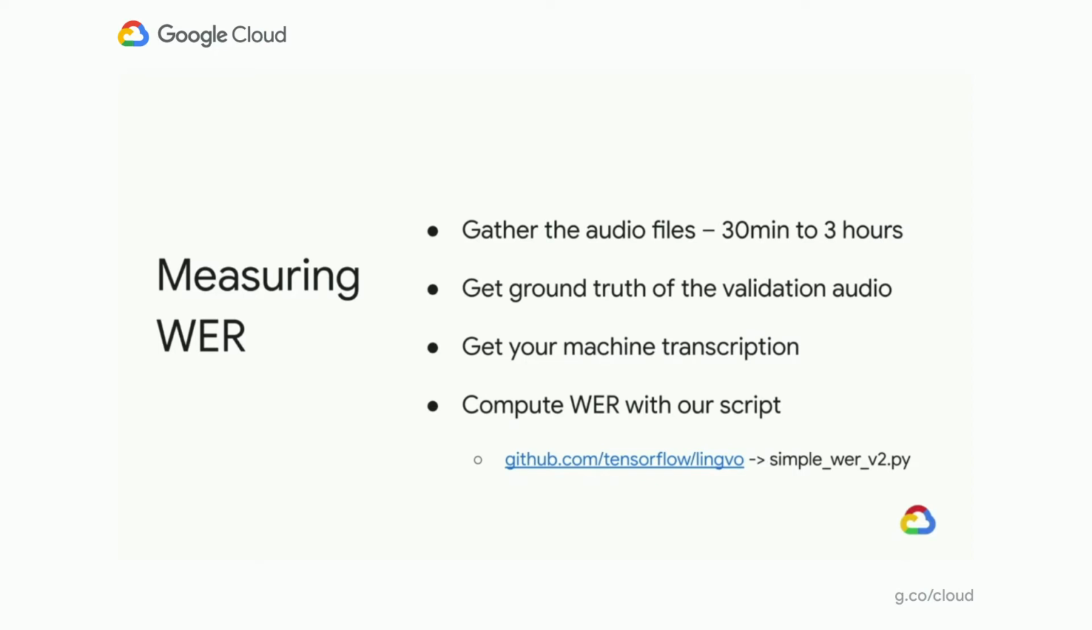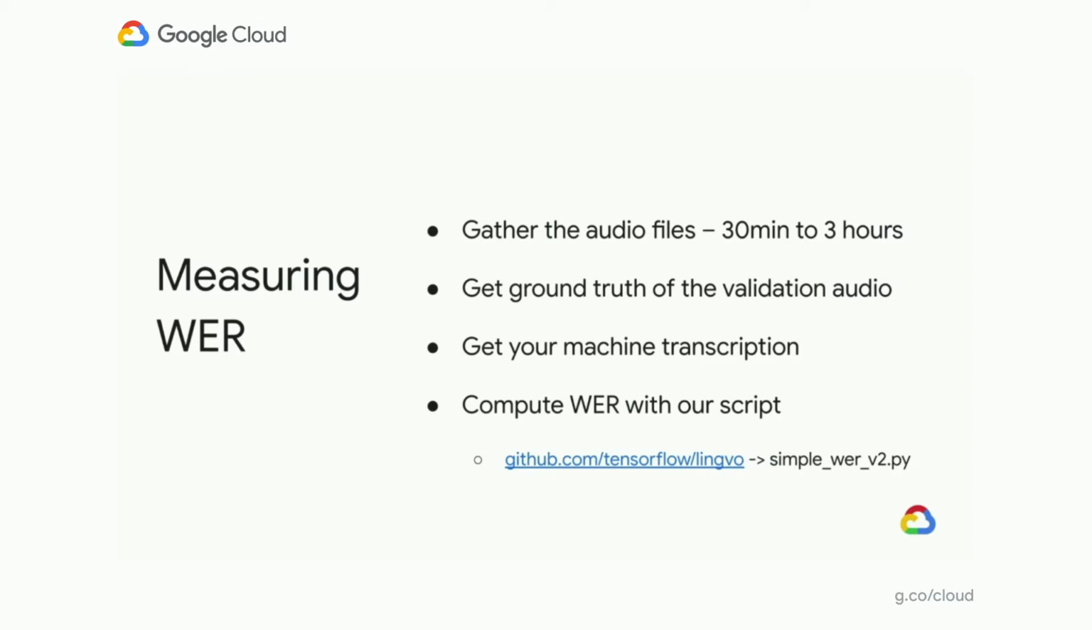So this means you must have the human transcribed 100% or as close to 100% as possible accurate version of the transcribed audio in order to compare the various hypotheses against. The third step is easy. You get your machine transcription by sending it to the Cloud Speech API.